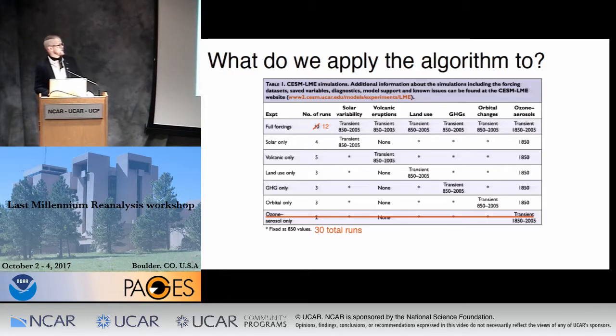So we're going to apply this algorithm to the Last Millennium Ensemble, as the title indicated. We're going to be looking at 30 total runs. 12 of these are fully forced, so they have transient external forcings, and we're looking at all of them. And then a number of these have only a single external forcing factor. So for instance, we have 5 simulations that just have volcanic. All the other external forcings are fixed.